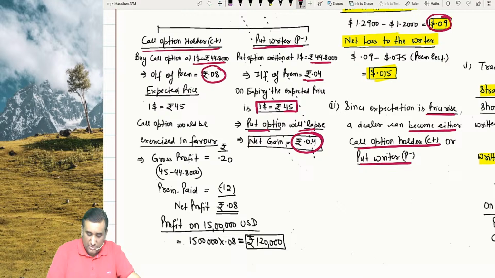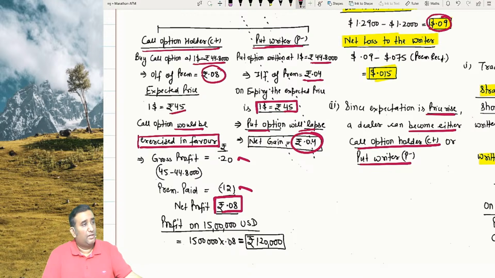And if you become a call option holder, then you buy the share at 44.8. Outflow of premium 0.08. When the price becomes 45, call option would be exercised in favor. Gross profit how much? 0.20. Premium paid 0.12. Net profit 0.08. And total profit he said how much? 1.5 million. So 15 lakh into 0.08.